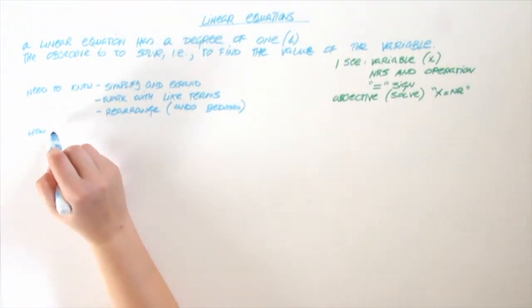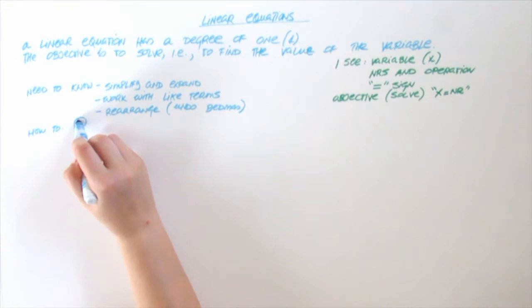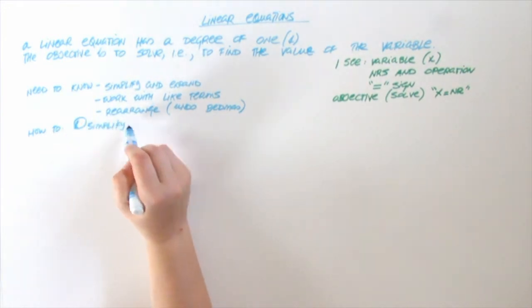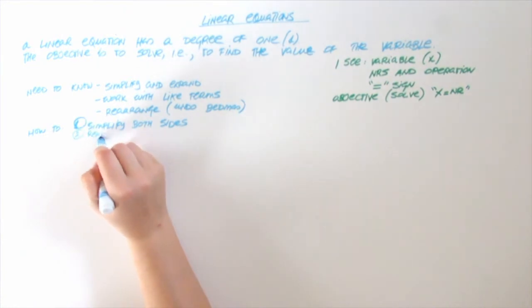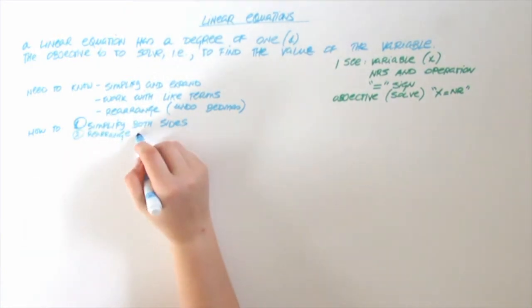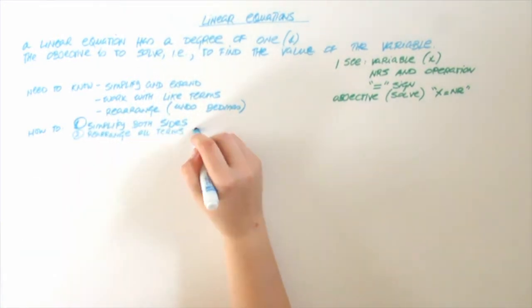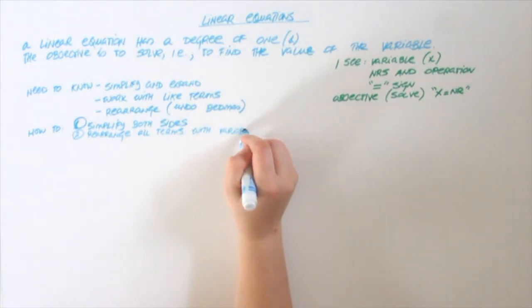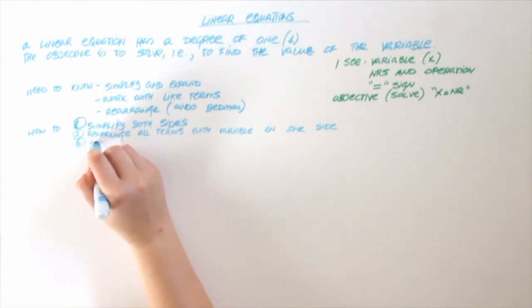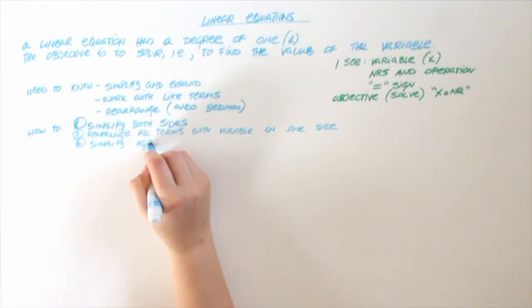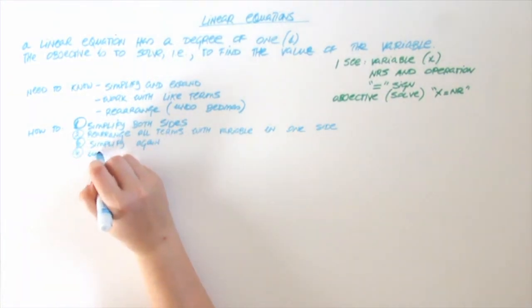Now the how-to step by step. First, you simplify both sides, so it's easy to work with. Then rearrange all terms with a variable in one side. Remember, it doesn't matter which one. Then you simplify again the things you could rearrange. And lastly, you undo BEDMAS until you get to x equals a value.